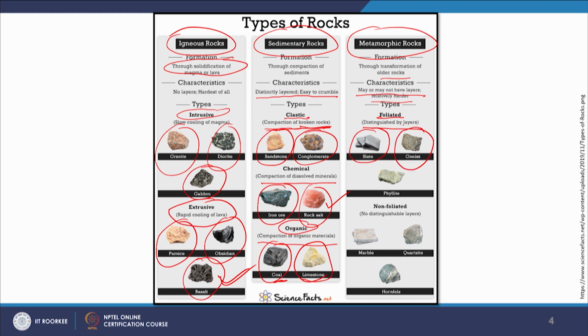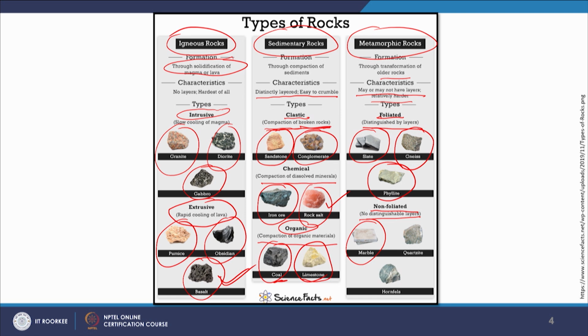Then you have gneiss, which has an origin in igneous rocks like granite. So granite, when it is metamorphosed, can become gneiss. Then we have phyllite, which again has a sedimentary origin but is metamorphosed. Then you can have non-foliated rocks which will not have distinguishable layers, that is marble, again a very common material which is used for building and decoration purposes, or for making statues and other things.